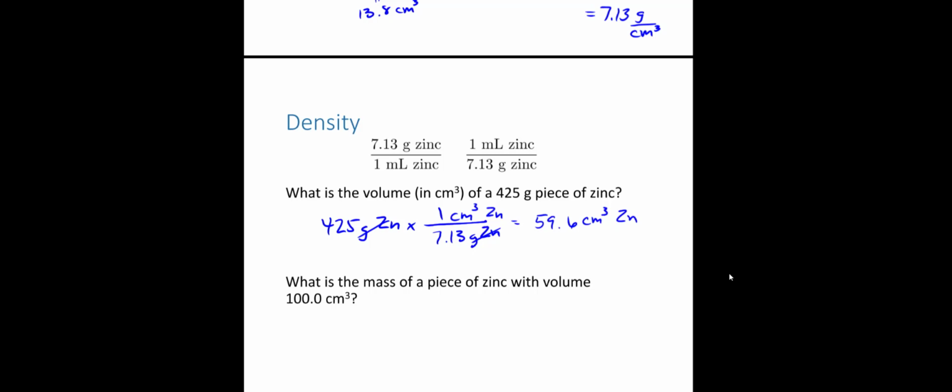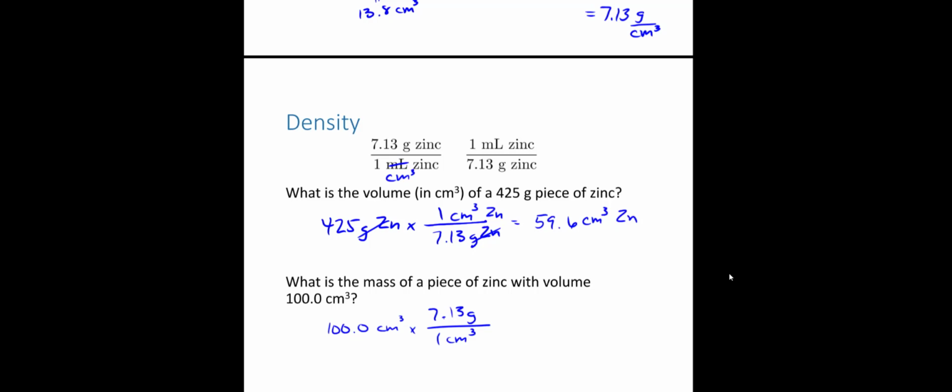What is the mass of a piece of zinc with volume? Now, the difference between these two problems is the top problem, I gave you the mass and I asked you for the volume. Here I'm giving you the volume and asking you for the mass. So we just use the other conversion factor. So I have 100.0 centimeters cubed. As we said, we can change milliliters to centimeters cubed. They're the same thing. So for every 1 centimeter cubed, that is 7.13 grams.